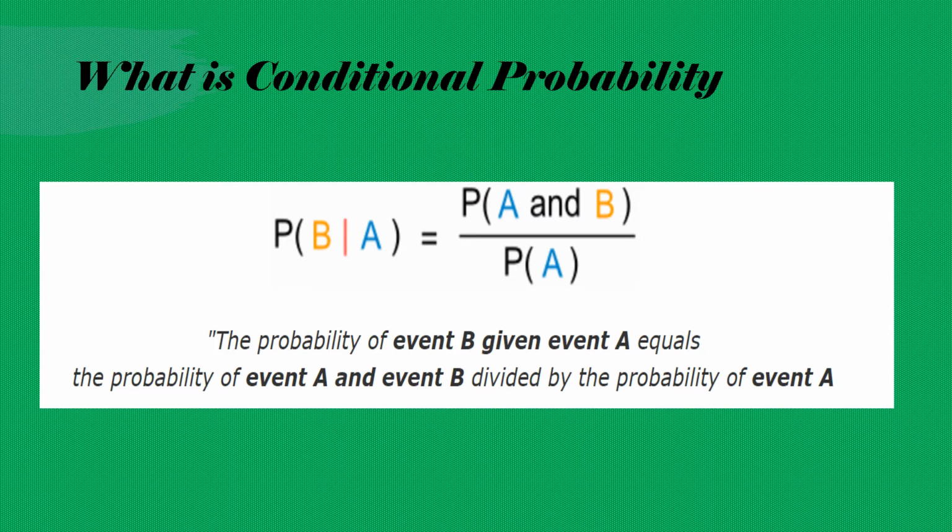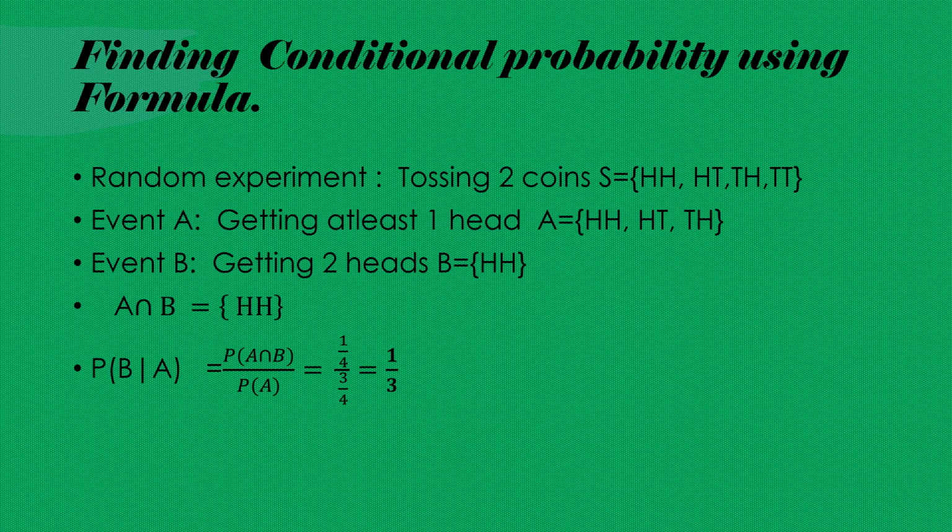The conditional probability definition says: if A and B are two events, the probability of event B when event A has already occurred, P of B given A, will be the probability that A and B occur together divided by the probability of the event A. Let's find the conditional probability using the formula P of B given A as P of A intersection B by P of A.